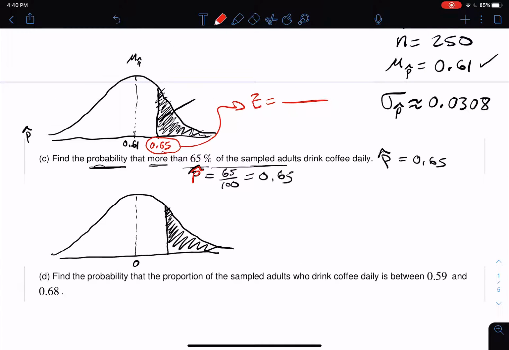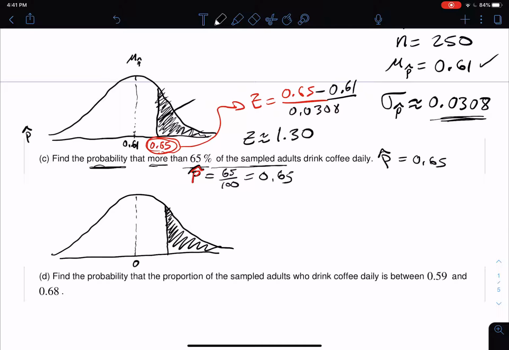And that is going to be p hat. Now, what is our p hat? Well, our p hat is the 0.65 that we're talking about right here, our sample proportion. And then we want to subtract out our population proportion, which was 0.61. And then we want to divide it by our standard deviation of our p hats, which is 0.0308. And we divide that and we round and we get approximately 1.30.